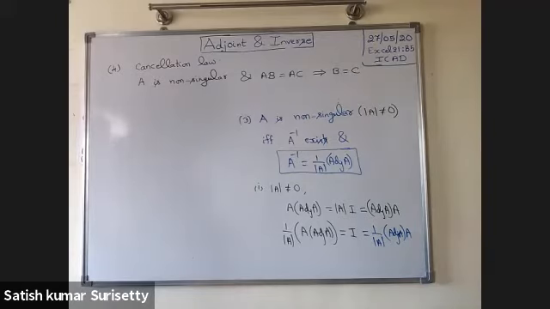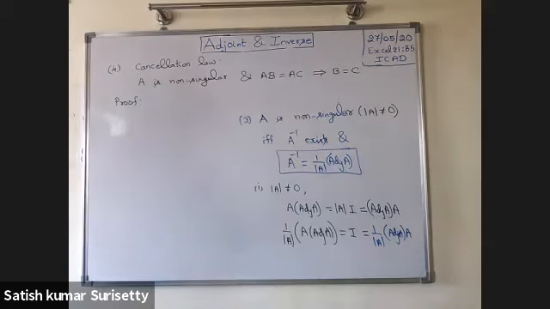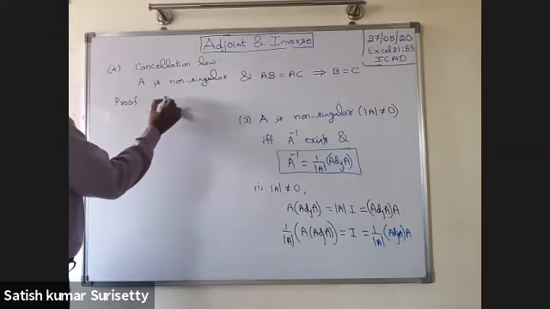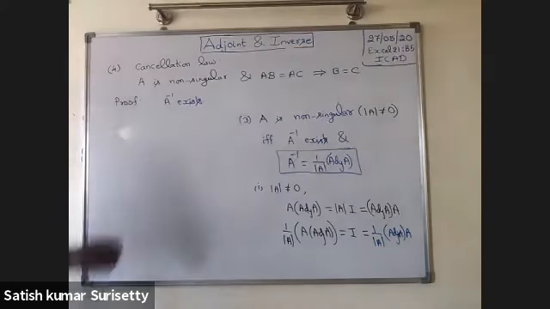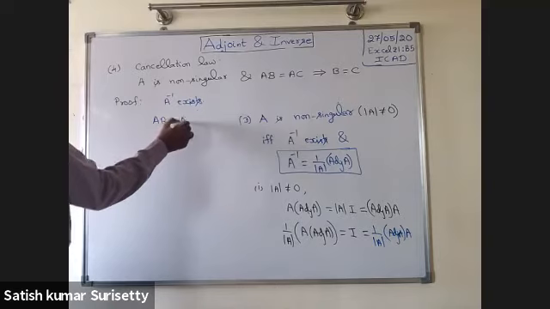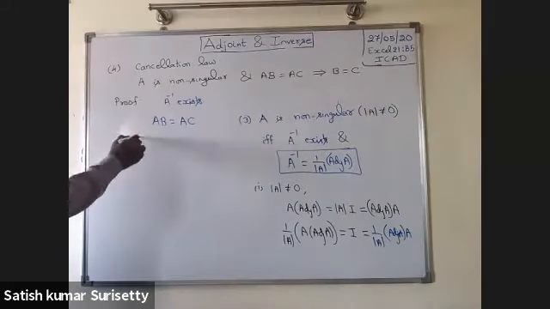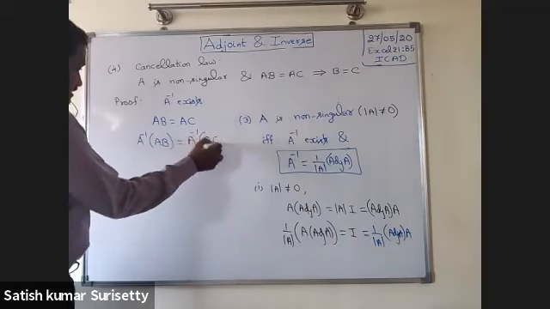Now how to write the explanation for this? That is, when A is non-singular and AB equal to AC, then B equal to C. Using the previous property, once A is non-singular, we can say that A inverse exists. Given is what? AB equal to AC. Now multiply both sides with A inverse because A inverse exists. So A inverse into AB equal to A inverse into AC.